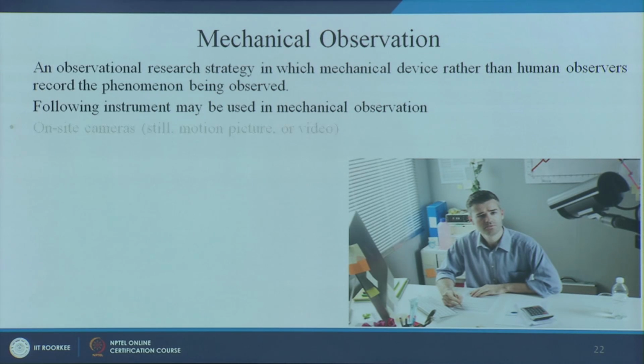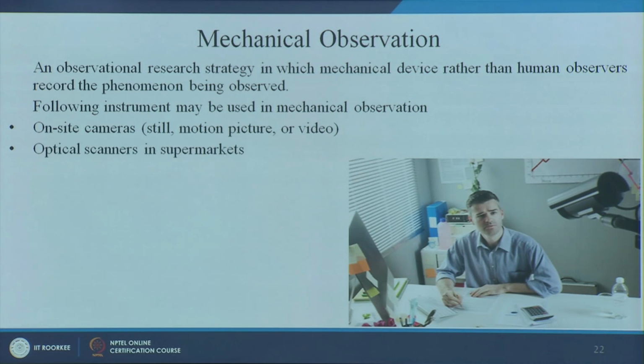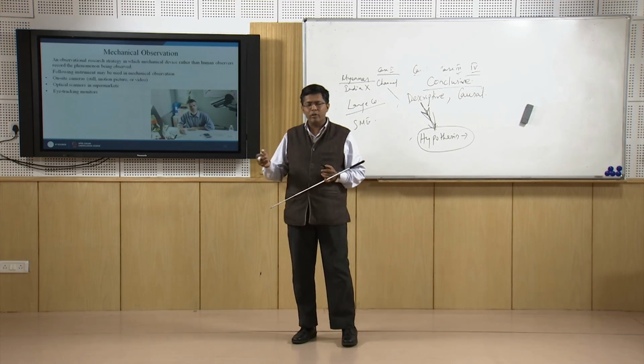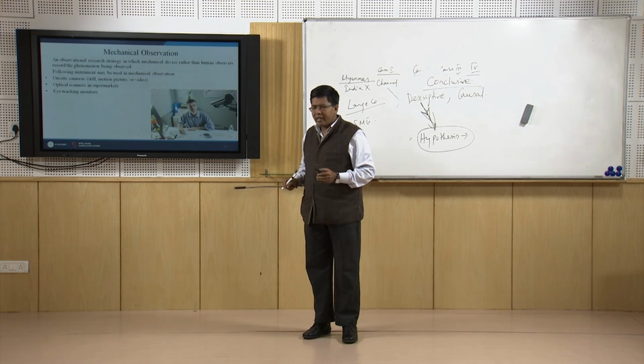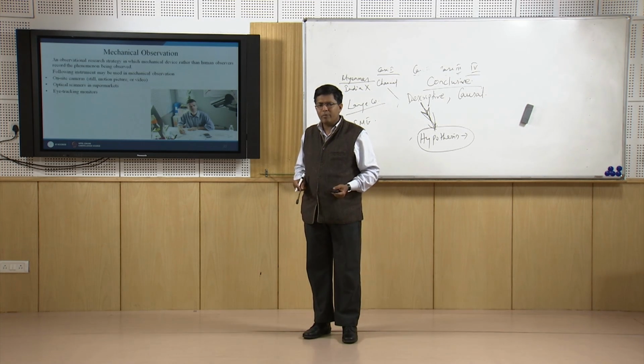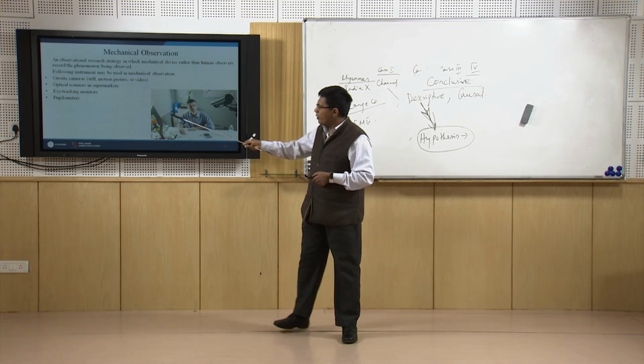Now, let us see on-site cameras and optical scanners in supermarkets, which scan the flow of consumers: which counters large numbers of people are going to, and which counters are very thin, and all these things, right. Eye tracking monitors. Now, this is interesting. I will tell you a case where one of the jewelry companies introduced these eye tracking devices. They track the eye movement, and the pupillometer is also similar to that.